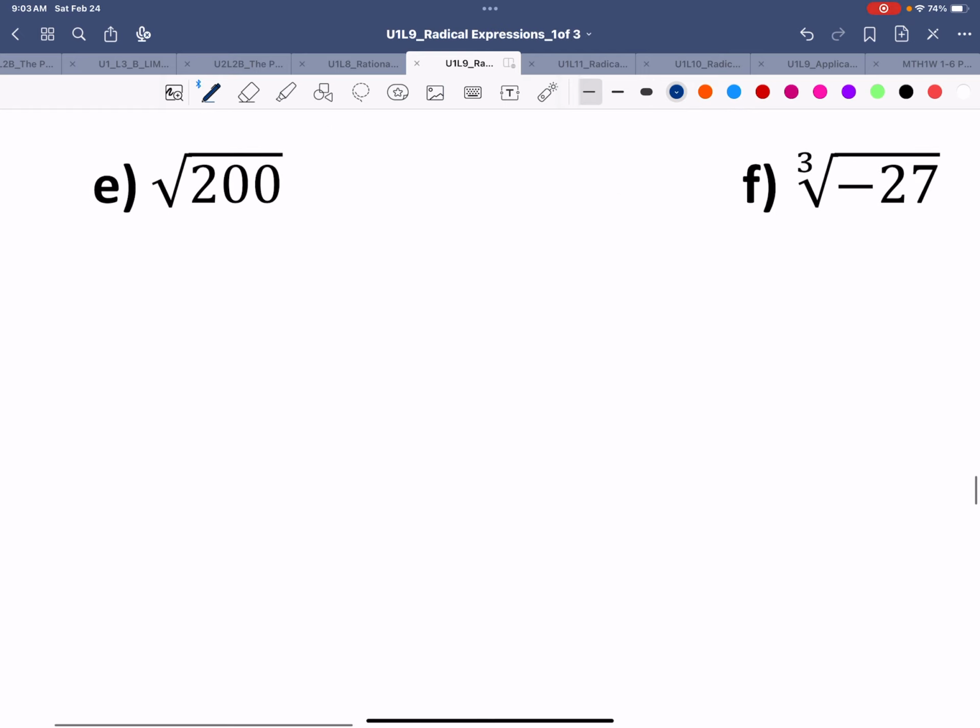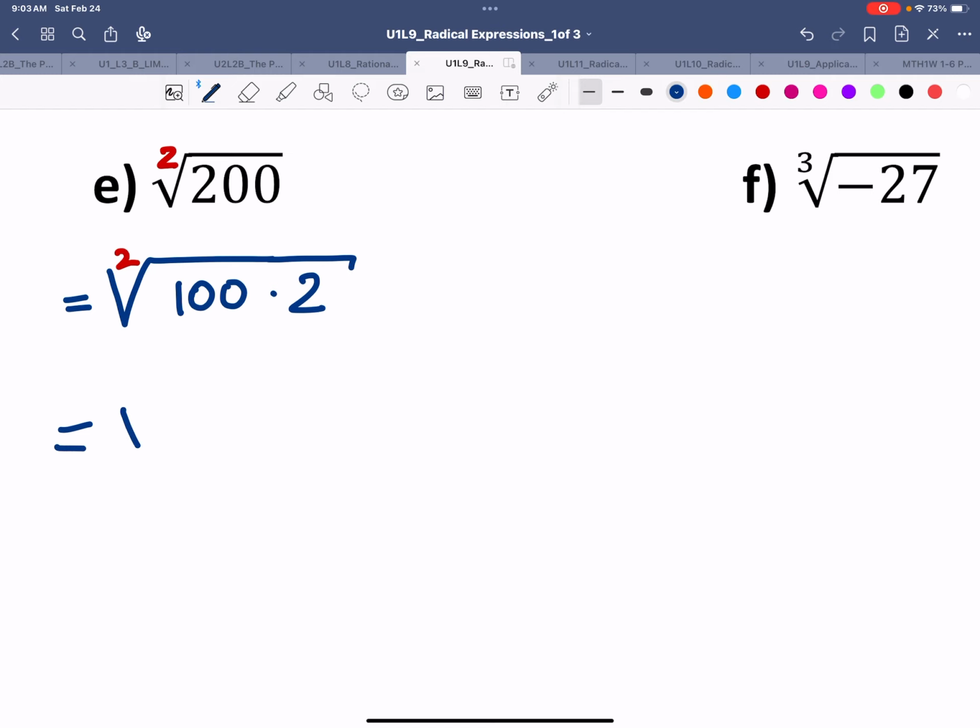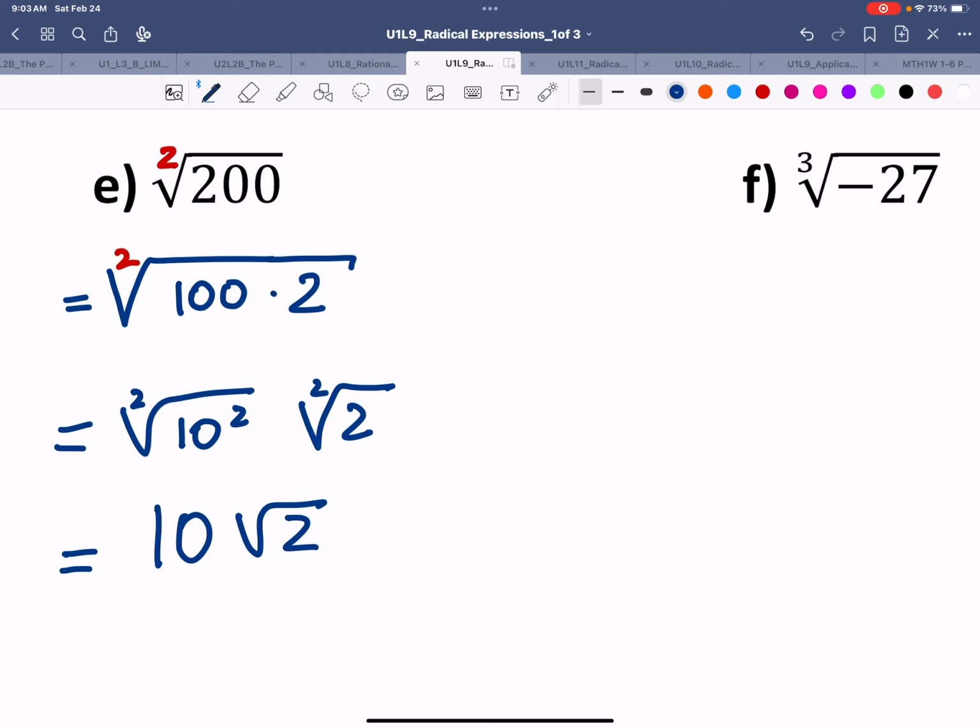Next, square root of 200, index 2. So we're looking for perfect powers of 2. It's probably kind of obvious in here. We're playing with the number 100, which is a perfect power with base 10, and then times 2 here. So here we go. We have the square root of 10 squared times the square root of 2. So that would be 10 root 2.